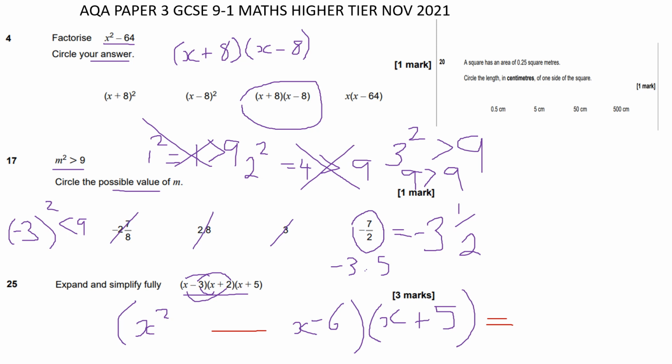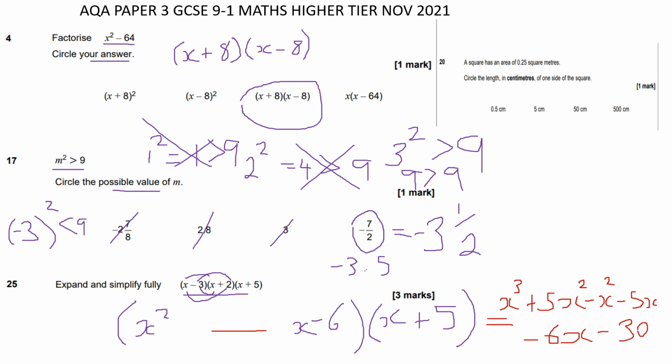Taking our time, x squared times x is going to be x cubed. x squared times 5 is going to be 5x squared. Minus x times x is going to be minus x squared here, so make sure you're happy with your negatives. Minus x times positive 5 is going to be minus 5x. Minus 6 times x is going to be minus 6x. And then minus 6 times positive 5 is going to be minus 30.